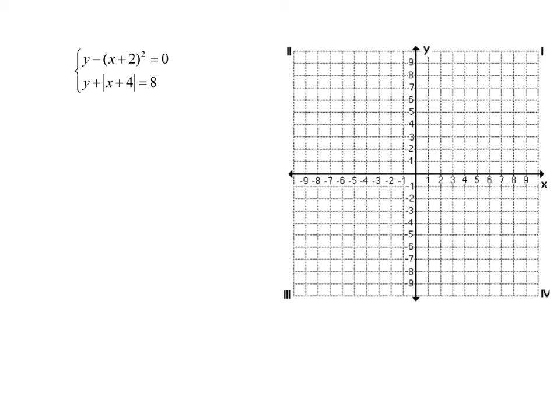In this video, we want to solve this system of equations by graphing. So we'll first identify the two functions that we are given. The very first function, y minus the quantity x plus 2 squared is equal to 0, is going to be a parabola when we graph it. Notice we have an x squared and y is raised to the first power.